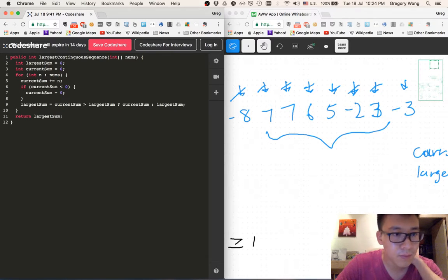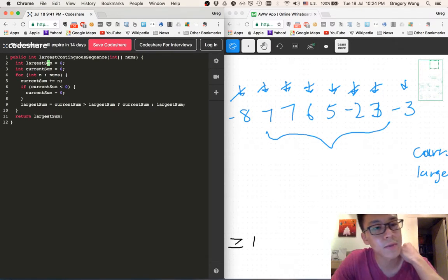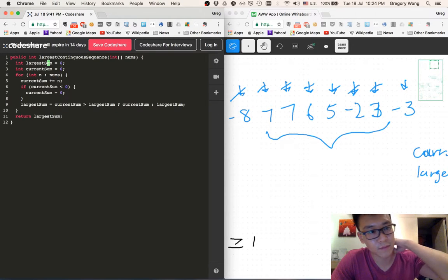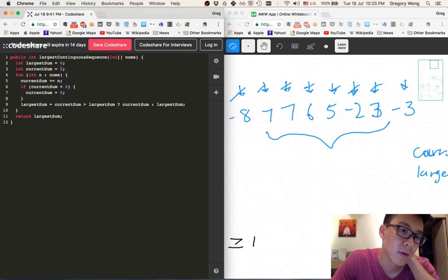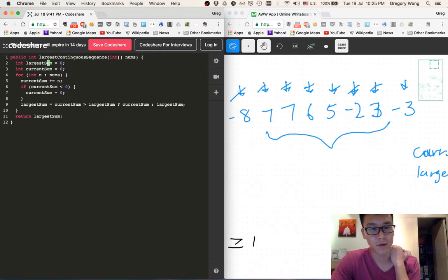So what's the condition for this algorithm to work? There has to be at least one positive number, so at least one of the elements has to be greater than or equal to 0. Yep. So that is the correct solution. Great.